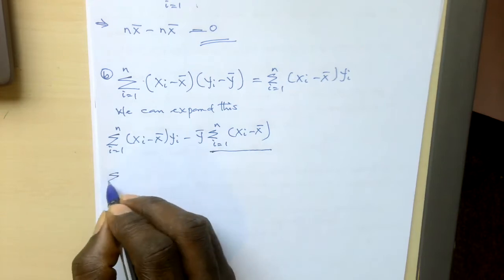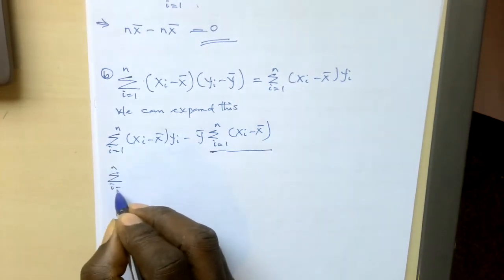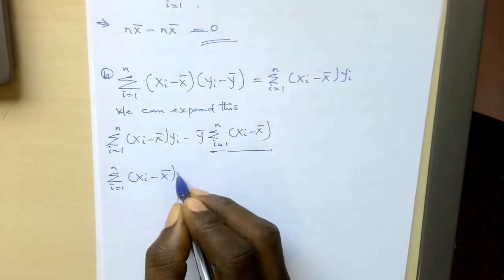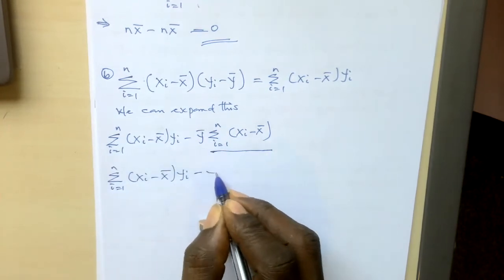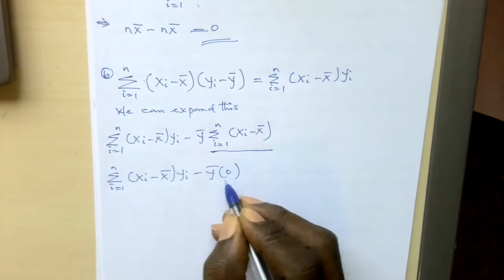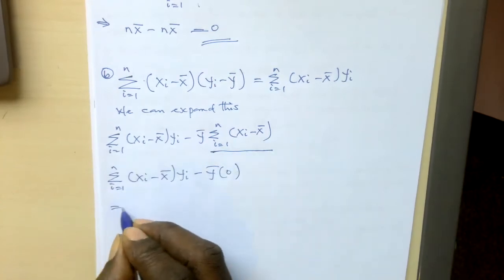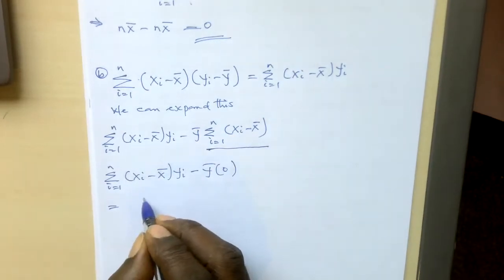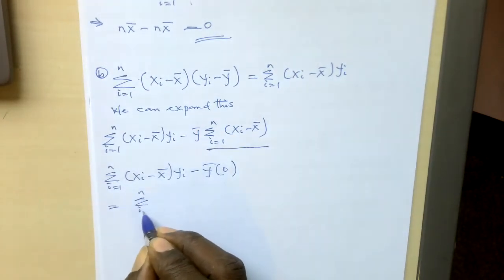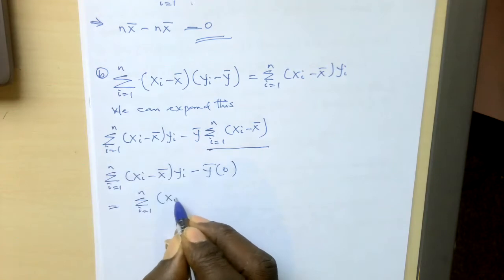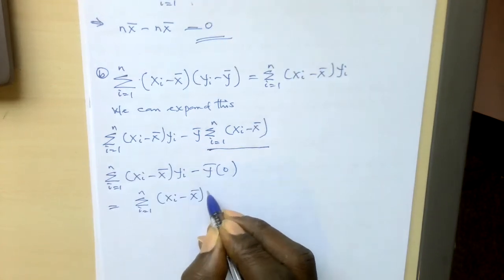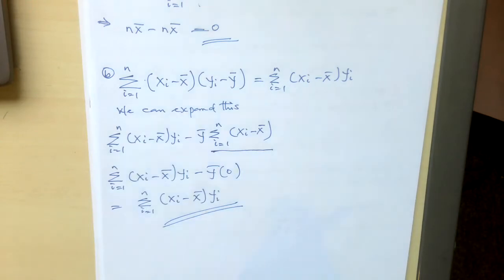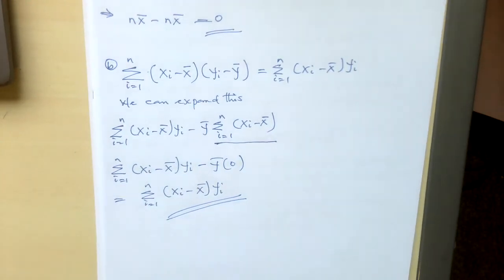So we have summation i equals 1 to n of xi minus x bar times yi, minus y bar times 0. So when this becomes 0, we arrive exactly at what we are asked to prove: summation i equals 1 to n of xi minus x bar times yi, proved. So that's very straightforward. Now let's go to the third question.